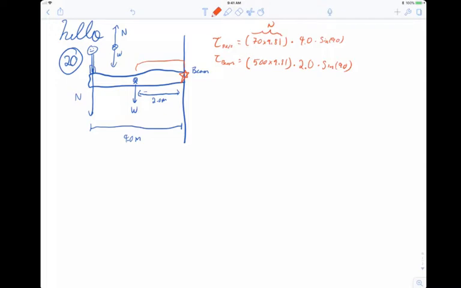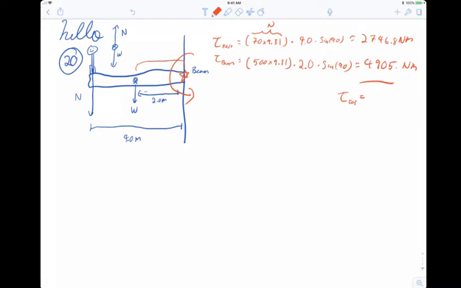70 times 9.81 times 4 is 2746.8 Newton meters. We should probably trim that number with the sig figs and all, but whatever. 500 times 9.81 times 1 is 4905 Newton meters. All right, so the total torque is those two added together because they're pointing in the same direction. They're trying to rotate the beam in the same direction, trying to swing the beam that way. So we add the torques together.